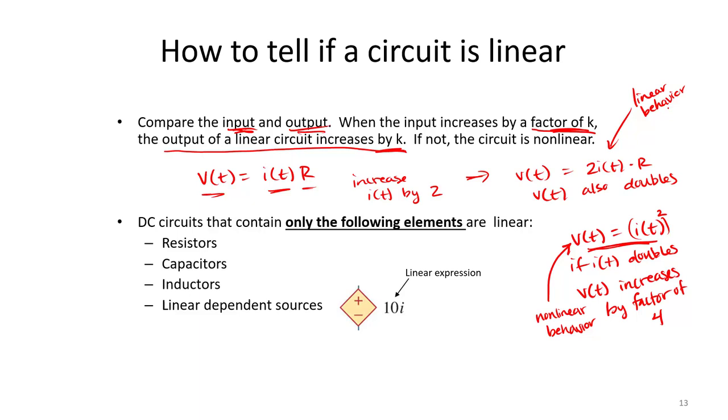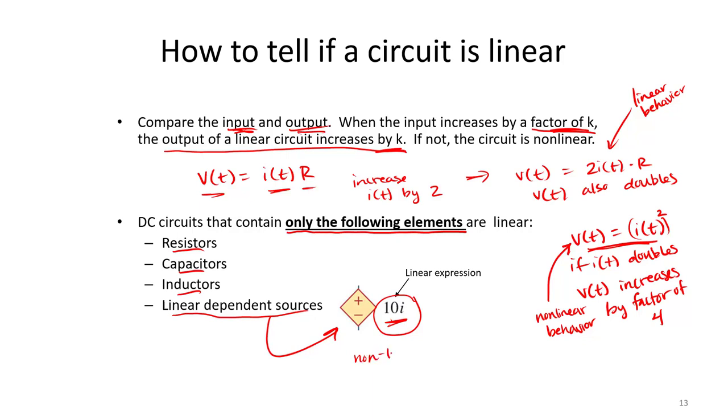Another way to tell if a circuit is linear is to check what components the circuit contains. It turns out, if we have a circuit that contains only the following elements, that circuit will also be linear. For example, if a circuit contains resistors, capacitors, inductors, and linear dependent sources, that circuit must have linear behavior. Notice when we say linear dependent sources, what we mean is that the expression here is a linear thing. Notice if I doubles, 10I will also double.